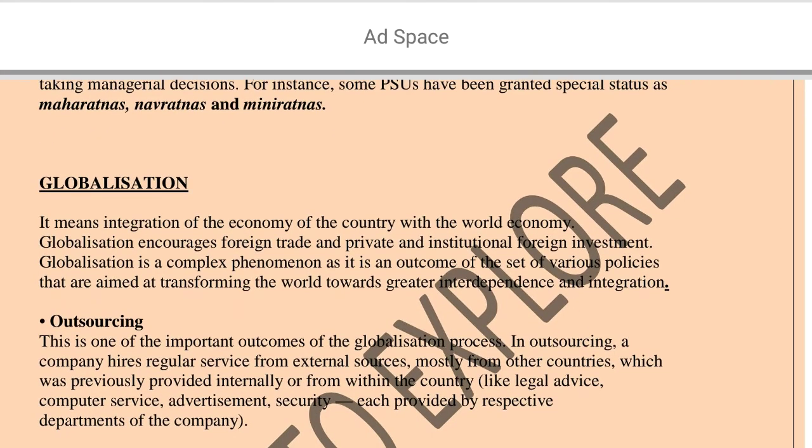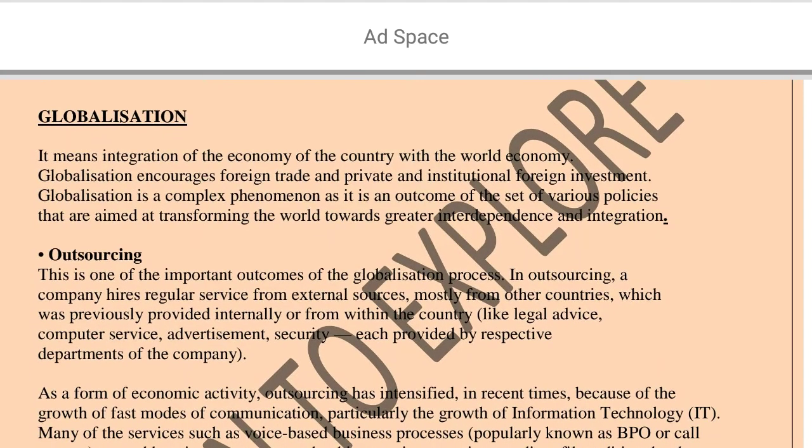Now let's move forward to globalization. Globalization encourages foreign trade and private and institutional foreign investment. It generally means the integration of the economy of a country with the world economy. Globalization is a complex phenomenon as it is an outcome of a set of various policies aimed at transforming the world towards greater interdependence and integration. So this is the aim of globalization, transforming the world towards greater interdependence and integration between two countries or between multinations.